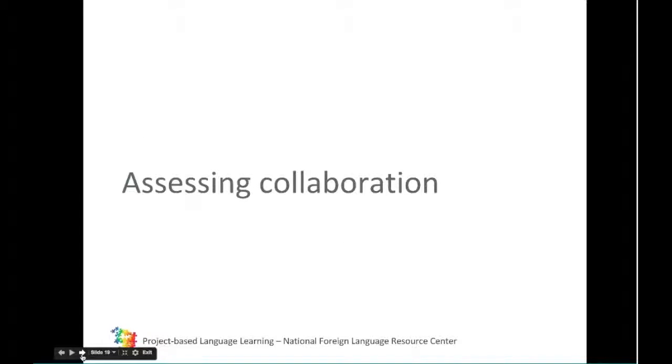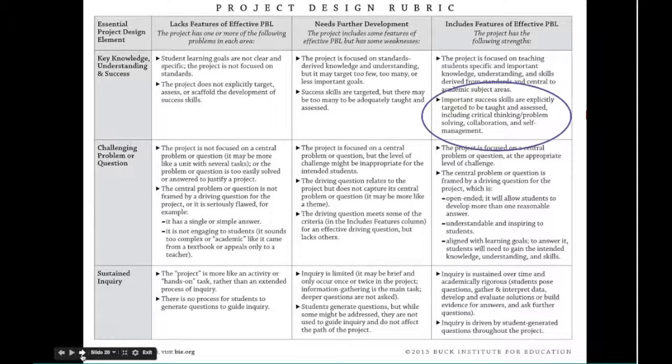When we think about assessing collaboration, because now we have a better understanding of tasks for collaboration, let's make sure we first assess ourselves by using the Gold Standard PBL rubric from the Buck Institute for Education. What we need to view here is how a PBL project is considered effective, and it's when the project has the following strengths.